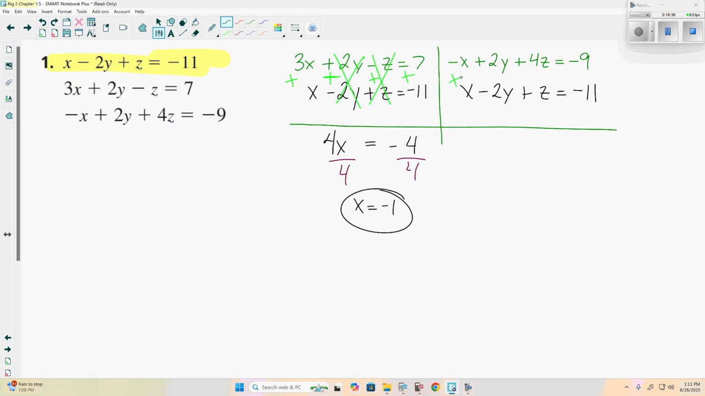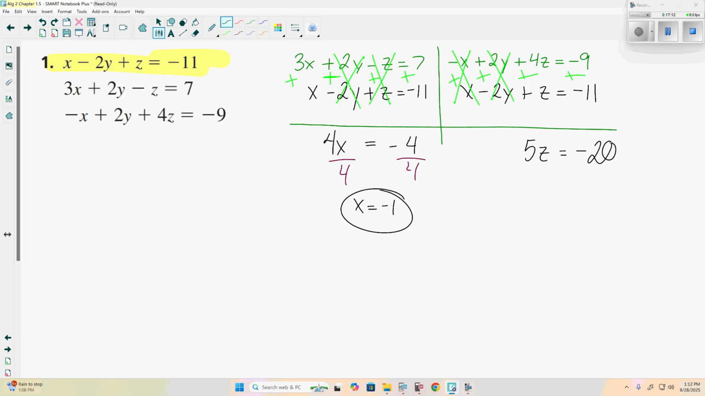So here, the signs are opposite, so we're going to have to add 2y plus negative 2y. 2 plus negative 2 is indeed 0. Negative x plus x, well, that actually is 0 as well, yes? 4z plus z is 5z, yes? Negative 9 plus negative 11 is negative 20, yes? We agree?